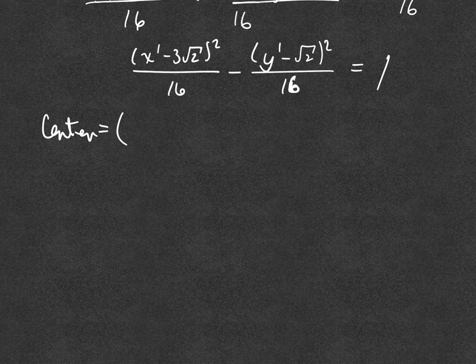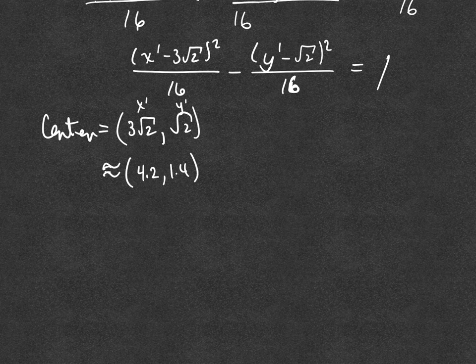And so the center of this hyperbola is going to be at positive 3 square roots of 2, comma, positive square root of 2. And remember now, that's again going to be on the x prime, y prime axis. And just to get you a ballpark for that, that's going to be approximately 4.2, comma, 1.4. So that'll be a little bit helpful when we start drawing our picture to have decimal approximations of where we need to be. Okay? So what we start with is our regular XY coordinate system.